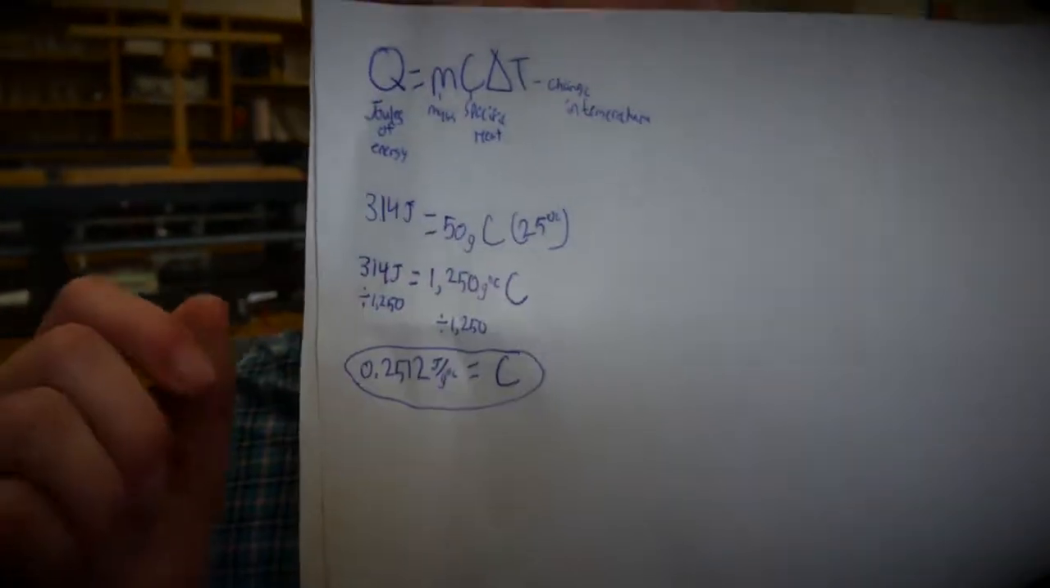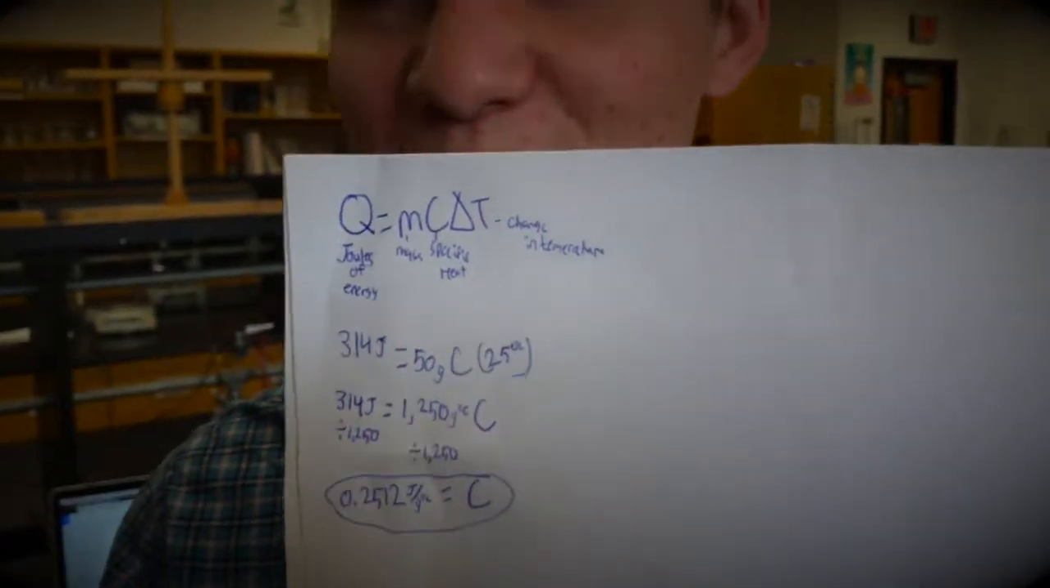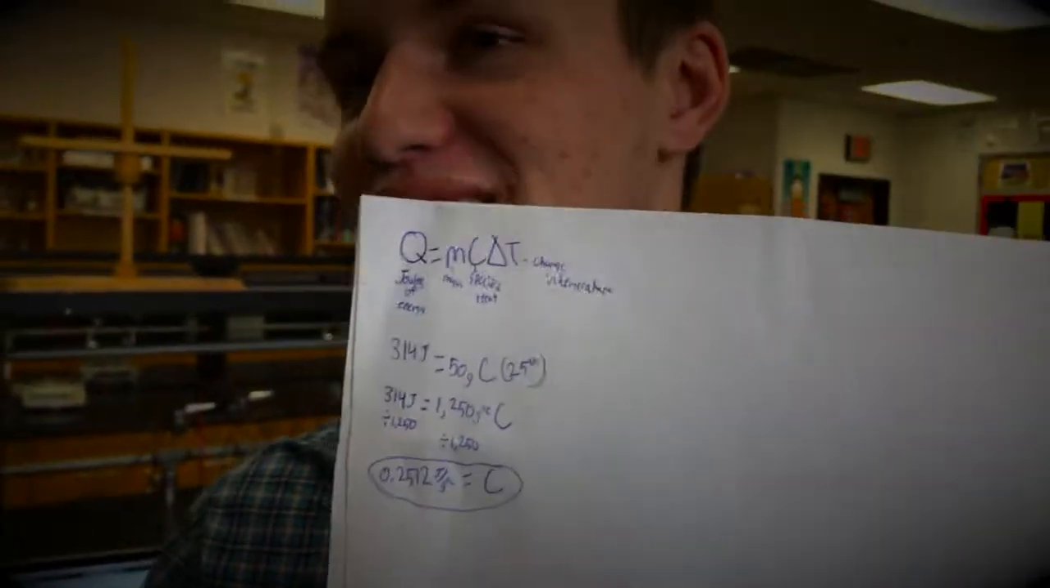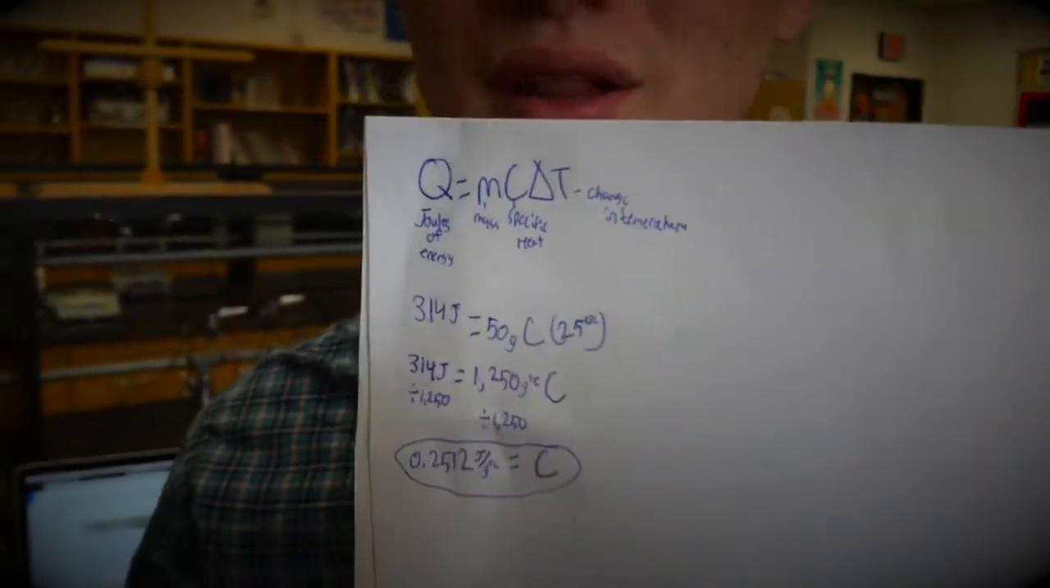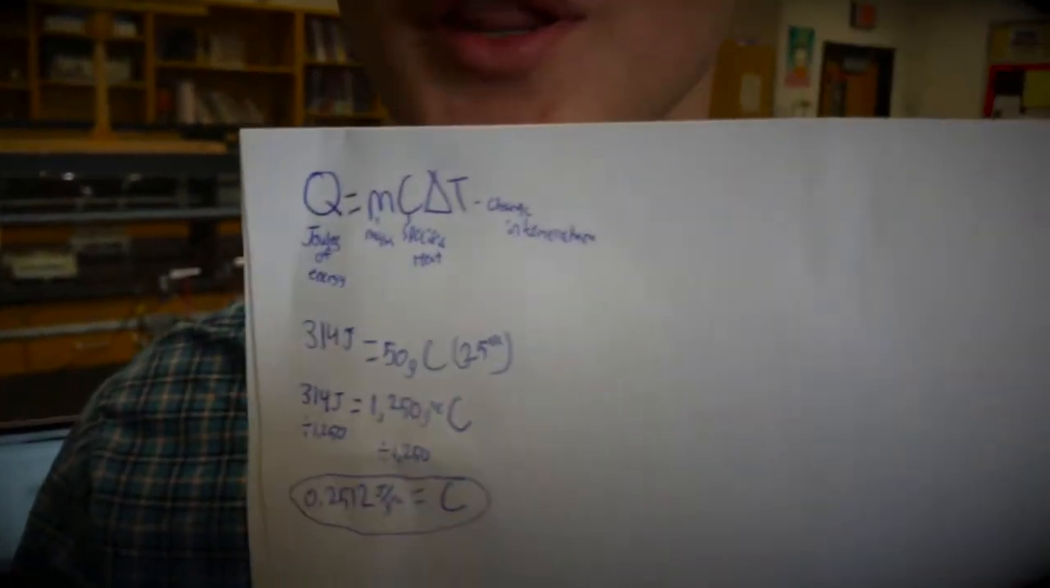The formula is Q equals MC delta T, where Q is the energy, M is the mass, C is the specific heat, and delta T is the change in temperature. You plug in all your values and solve.